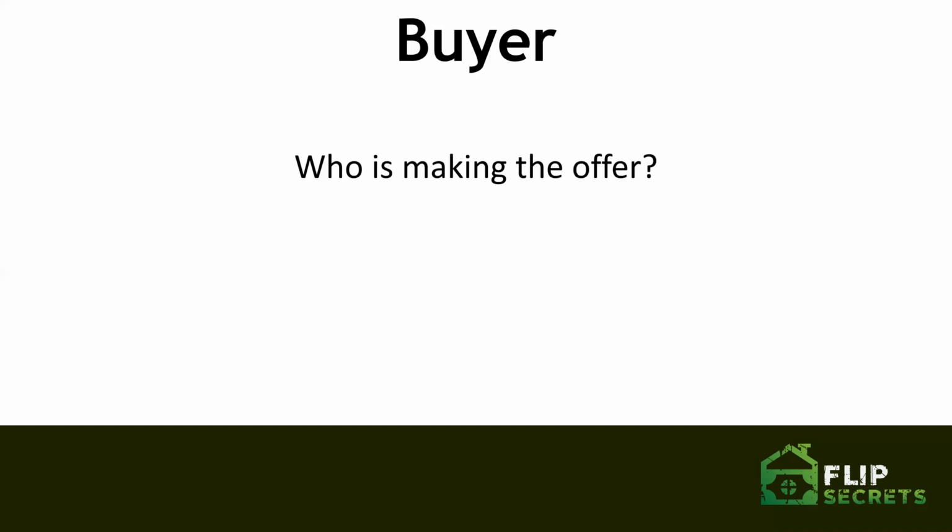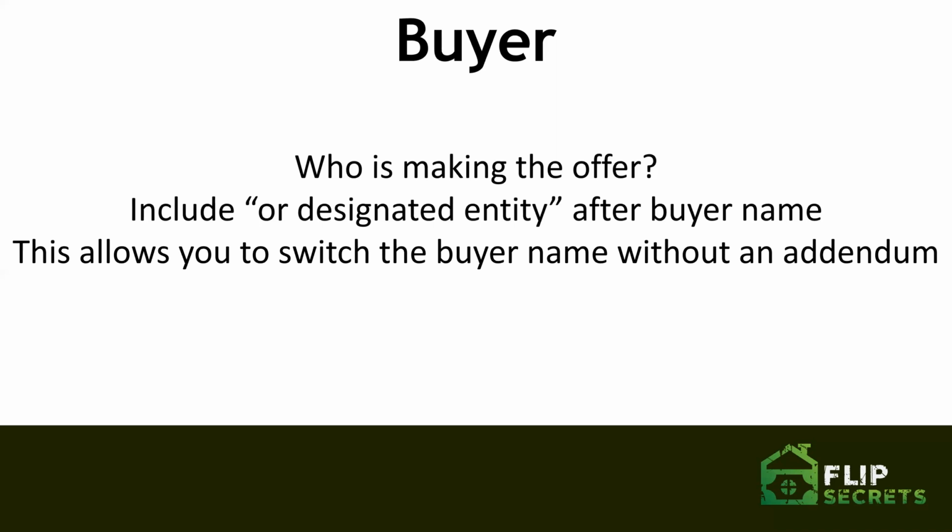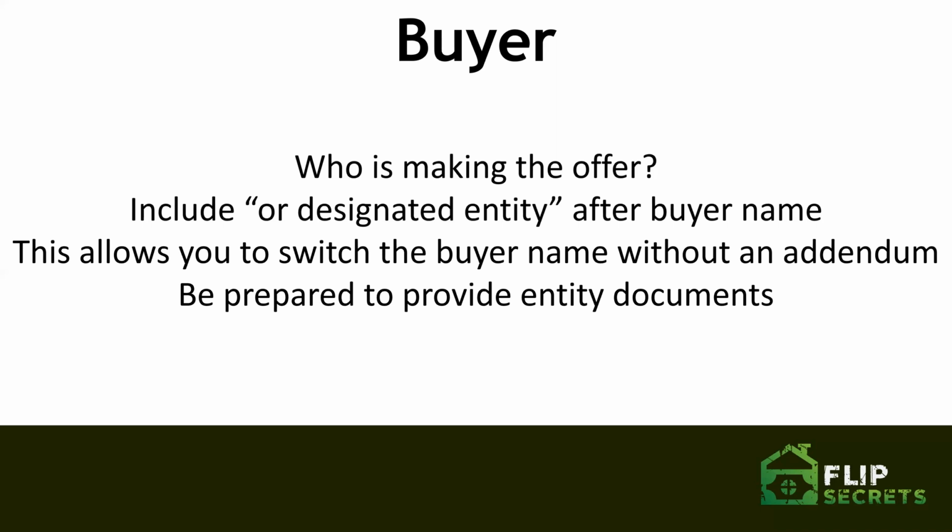So the buyer, this is who's making the offer. And I always recommend, and I always include, if I put Jake's Entity LLC, I'll put "or designated entity" after the buyer name. This allows me to switch the buyer name without an addendum to the contract or an additional document added onto the contract. The reason that we'll bust this out is because let's say we write a 10-day inspection period, and after 7 days, we just can't get our numbers to work, or we can't find a gap funder or something like that. We can always try to go out there and negotiate a wholesale, right?